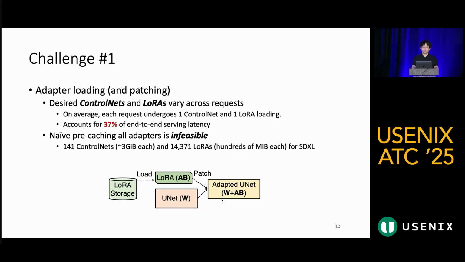The first challenge is adapter loading. As the desired ControlNets and LoRAs are different across requests, they must be fetched from storage and loaded into GPU memory, introducing non-trivial loading overhead. In the trace, on average, each request needs to load at least one ControlNet and one LoRA, accounting for 37% of the end-to-end serving latency. Given the large population and size of these adapters, pre-caching all of them in GPU memory is infeasible.